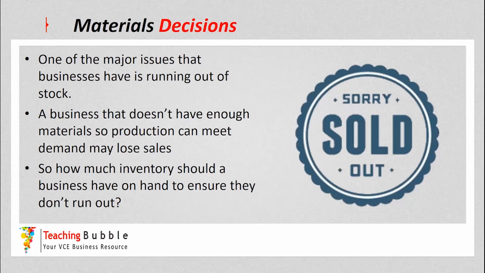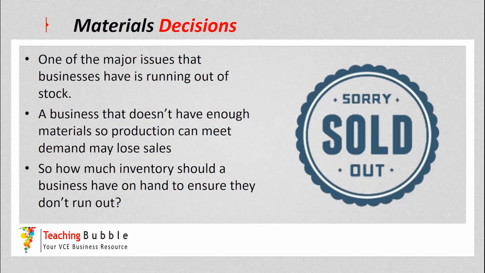Now, when it comes to materials, the operations manager has a number of key decisions they need to make, because one of the issues that can occur is the business may run out of materials which will prevent the business from actually producing outputs. So, for example, a clothing manufacturer that runs out of fabric or thread will find it actually difficult to make clothes. So that can result in the business not being able to produce enough to meet demand, which is likely to result in a loss of sales because in stores they'll be sold out. So one of the key questions is how much inventory should a business have on hand so that they don't run out of materials and they can keep production going.